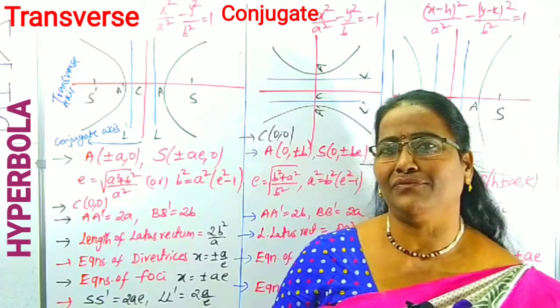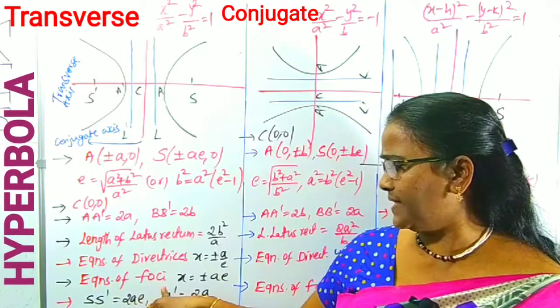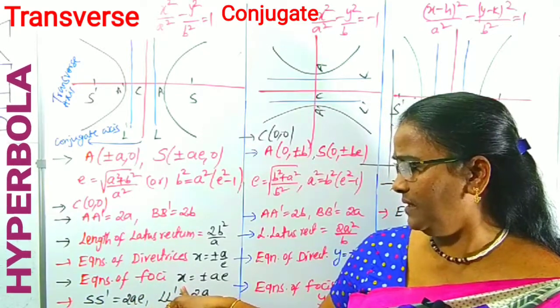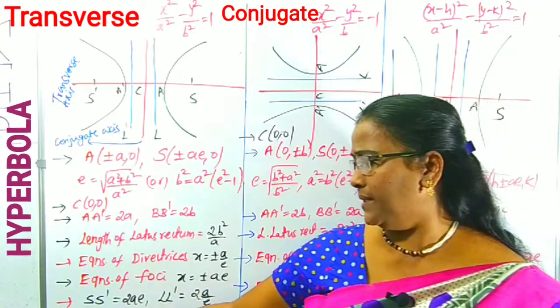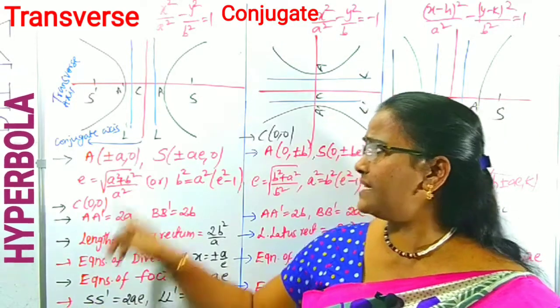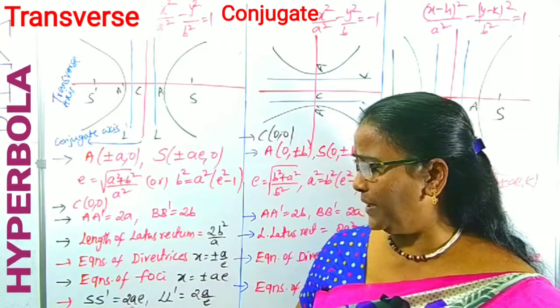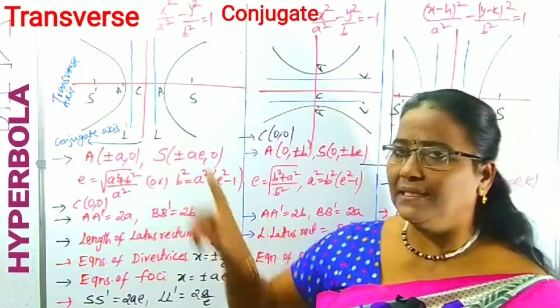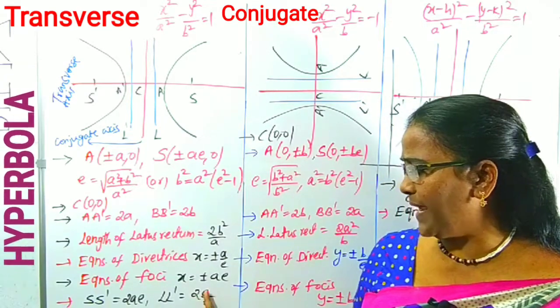Foci is also called foci. Both are the same. The equations of the foci are x equals plus or minus ae. There will be two of them, S and S dash. What do S and S dash mean? The distance between the foci, the resultant value is 2ae. And LL dash means the distance between the directrices, that is 2a by e.